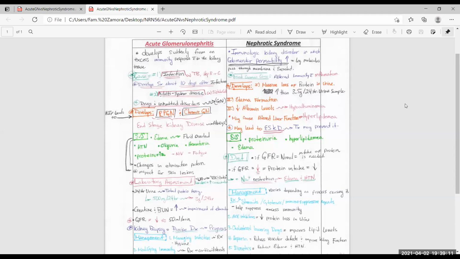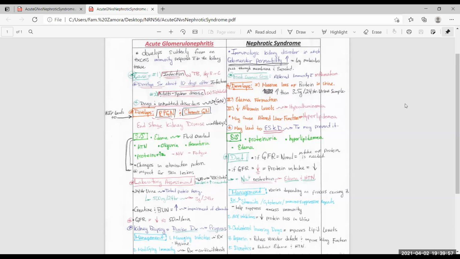Signs and symptoms, the main ones I would focus on would be the edema, the proteinuria, the hematuria, the hypertension, obviously because of the edema or fluid overload. Changes in elimination pattern. We're inspecting for skin lesions, and that makes sense because of the edema. And also because it could be part of the strep infection, right? Correct. Yeah. And then laboratory assessments, we're looking for protein, red blood cells, and then obviously the urine being dark or tea colored, right?